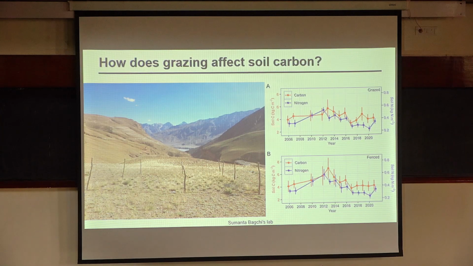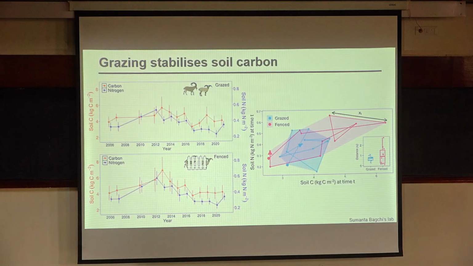And what you see is that, sorry, if you go to grazed areas, carbon and nitrogen is much more stable over time than in the ungrazed areas. So some amount of grazing is keeping the soil carbon stable. And so that's important to understand, because we need to know how carbon goes into the atmosphere and how carbon comes back into the soil.